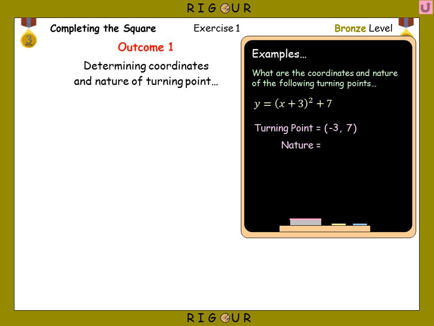Now, is this turning point a maximum or a minimum? It's a minimum turning point because the coefficient of x squared is positive. So if the coefficient of x squared is positive, that gives us a smile.